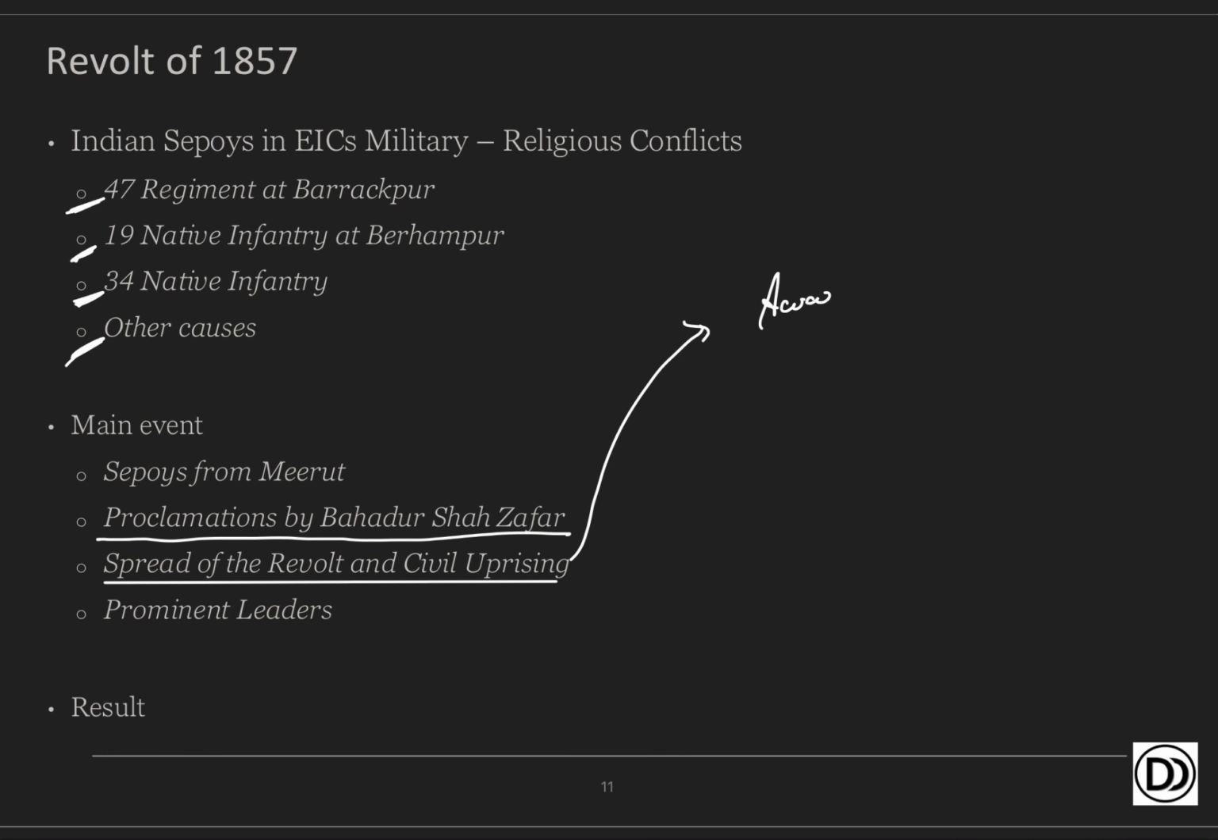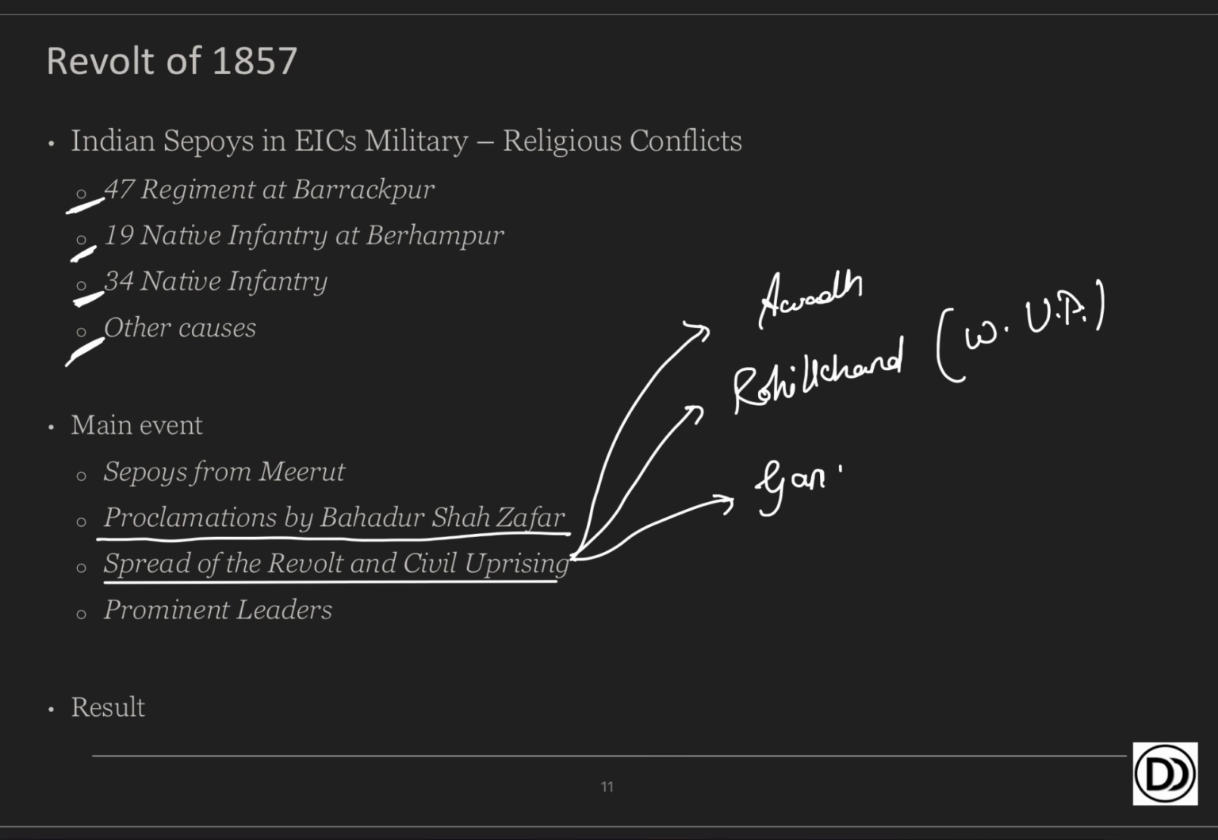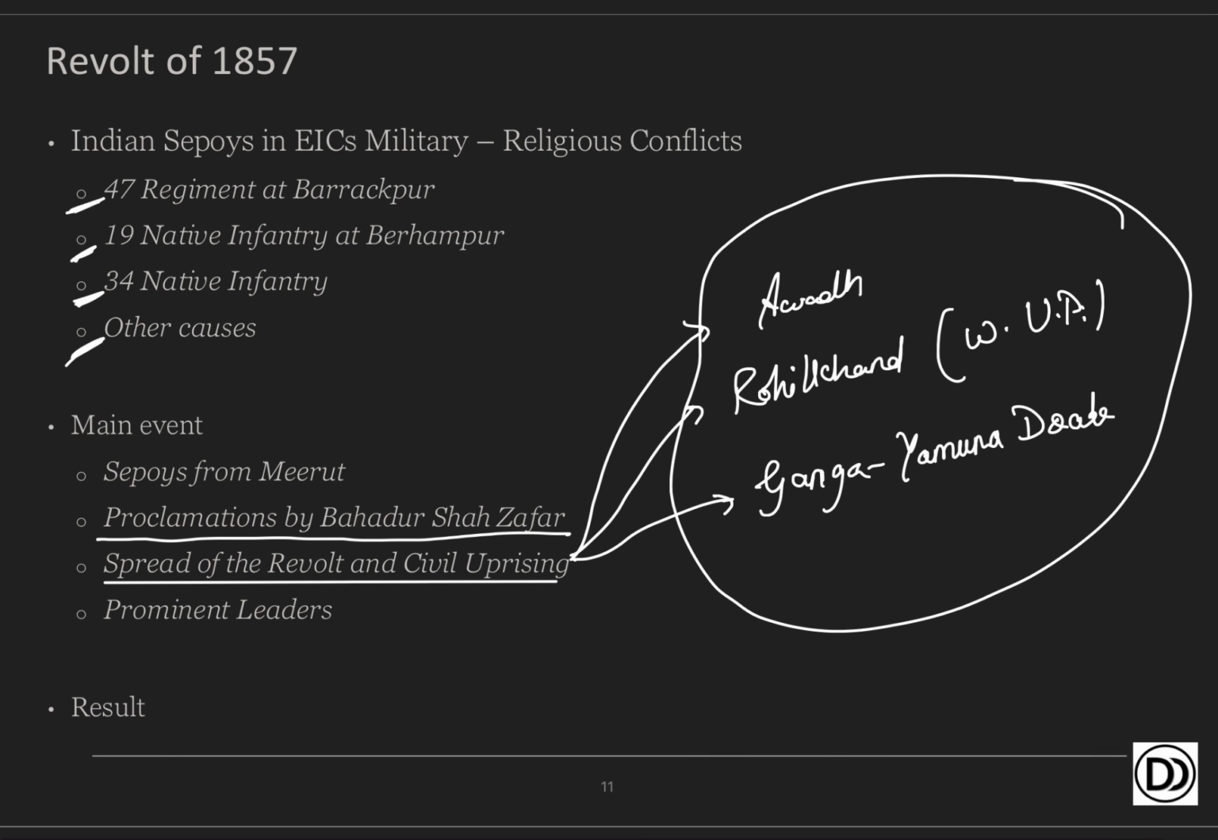It spread to Awadh, Rohilkhand, which is Western UP. This area of Western UP is Rohilkhand. Ganga, Yamuna, Doab. Doab means the land between two confluencing rivers. These areas were the first to get affected. The revolt quickly spread to these areas.